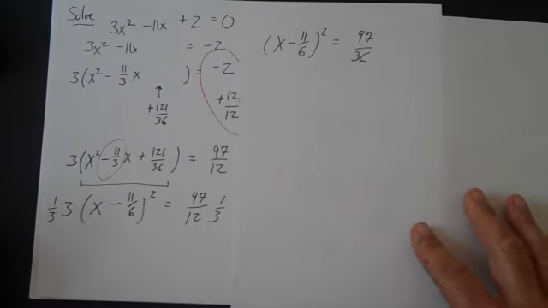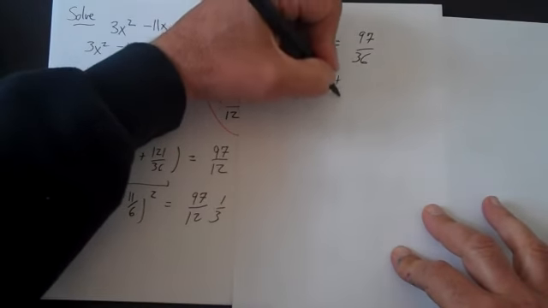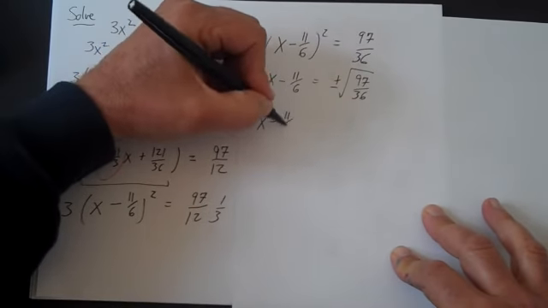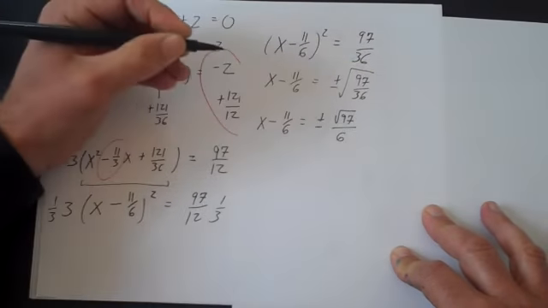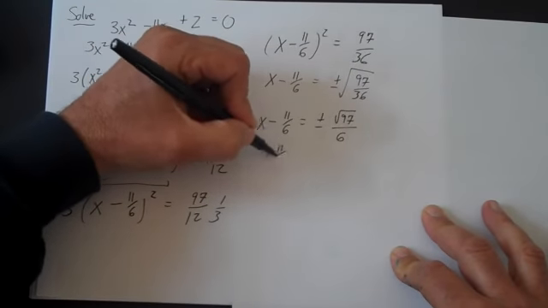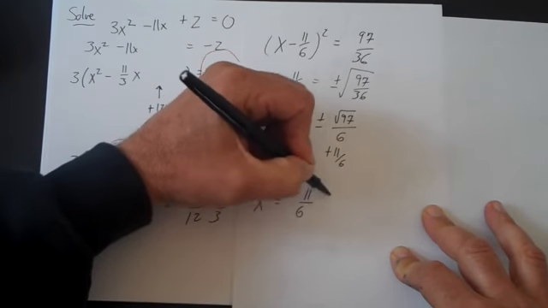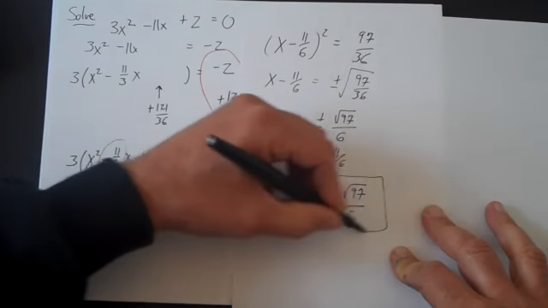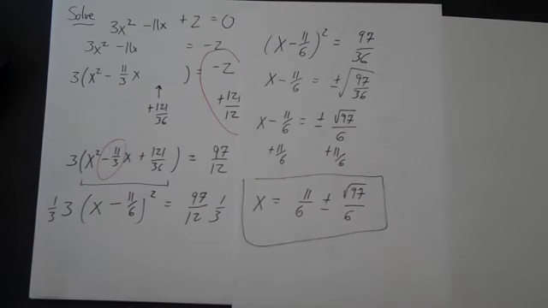Now I'm going to take the square root of both sides. x minus 11 sixths is equal to plus or minus the square root of 97 over 36. I'm going to simplify that, and I get plus or minus square root of 97 over 6, and then I'm just going to add 11 sixths to both sides. And my final answer is 11 sixths plus or minus square root of 97 over 6. And I'm going to think just for a second, can I simplify square root of 97? No, I can't. So that's how you solve quadratic equations by completing the square.